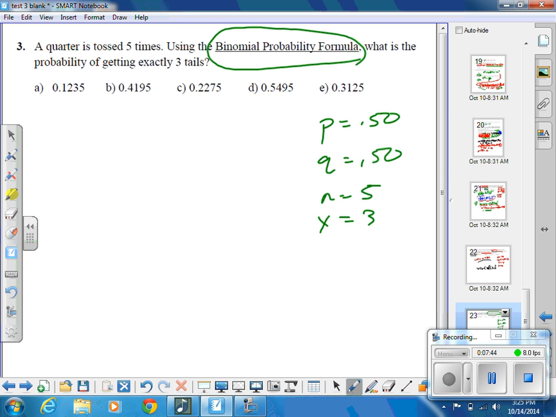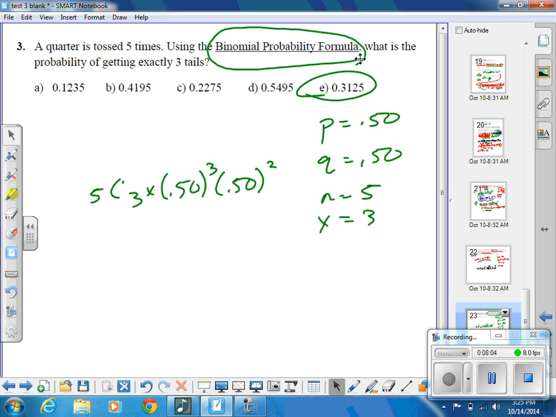So, set up my formula. It's 5 choose 3 in the calculator, times 0.50 to the 3rd power times 0.50 to the 2nd power. Alright, I'm going to multiply all that out. Whenever I do, the answer I end up with is this one right here. Please, please, please try to do this in your calculator so you can try to get the answer, okay?